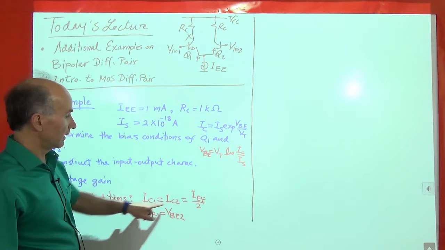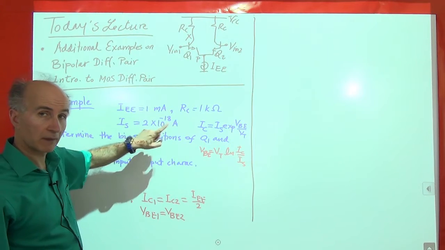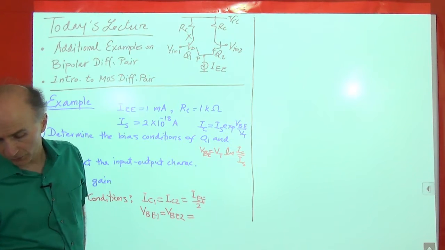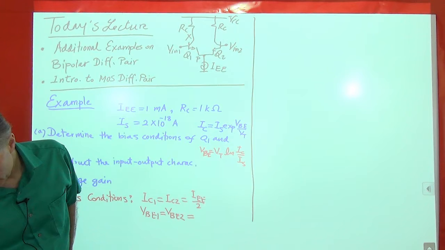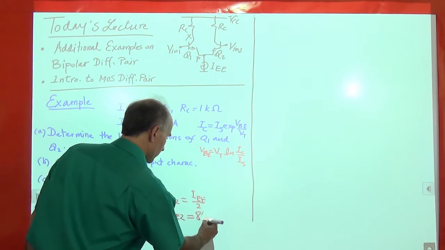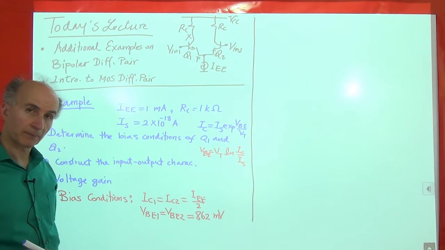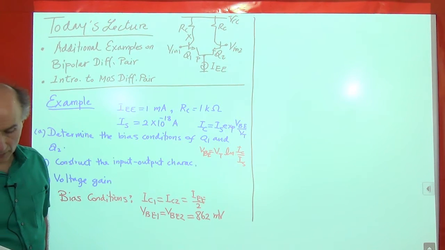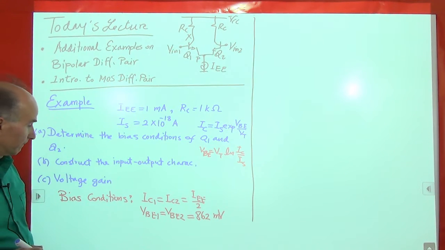So IC is half a milliamp. IS is this much. We divide, take the log, multiply by 26 millivolts. That will give us 800, let's see, how much did I find here? 862 millivolts. So that's the base emitter voltage. Okay, very good. So we found some of the bias conditions. Let's go and construct the input-output characteristic.